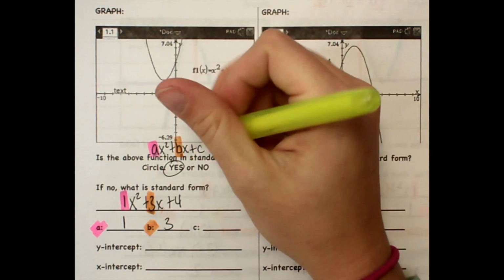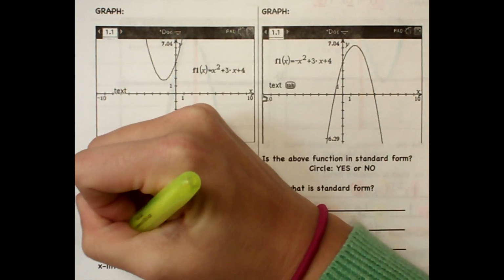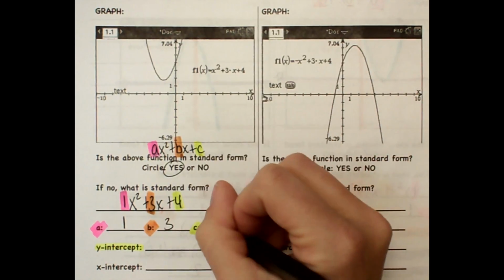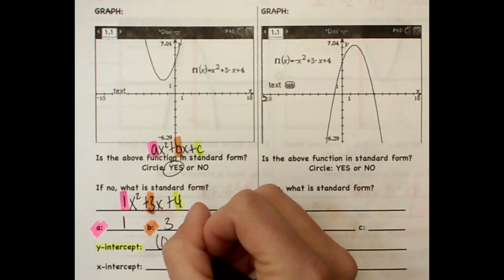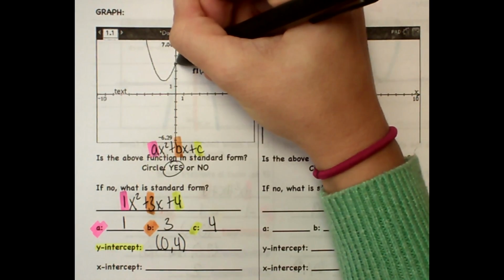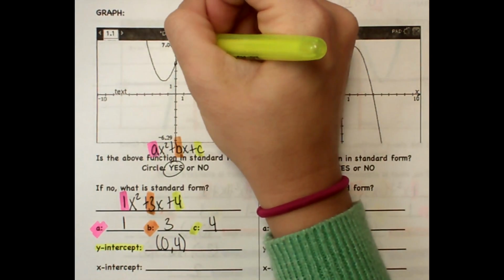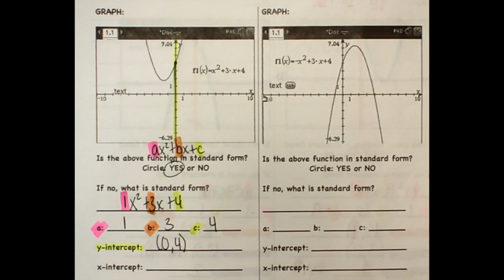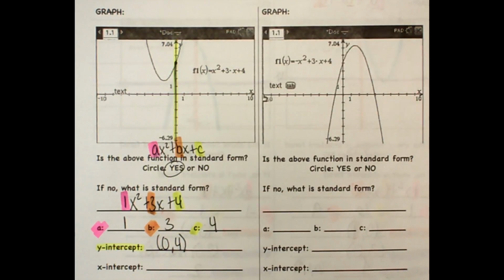And then the last one is the c. And the c is important because we need to remember the c is our y-intercept. So looking, the c is 4. So that means that my y-intercept is 0, 4. If you look at your graph, you can check your answer. It crosses the y-axis. This is my y-axis. I'm still highlighting in the same color because they go together. That's your y-axis. Wherever your parabola crosses it at, that's your y-intercept.